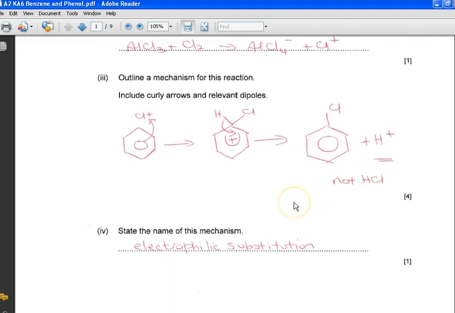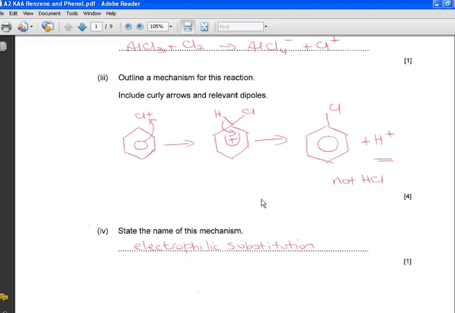Mechanism, you just have to learn these mechanisms. I'm surprised at how many of you didn't get this right. And secondly, I cannot stress again, curly arrows must come from a bond or from electrons or from a lone pair to a positive charge. If you don't do that, you just don't get the mark. I can't make it any more clear, I don't think.